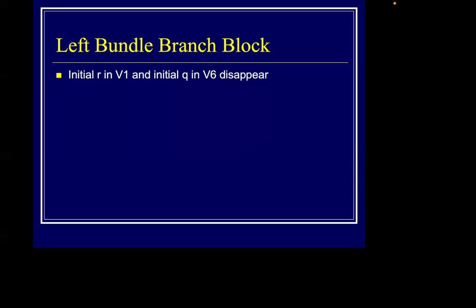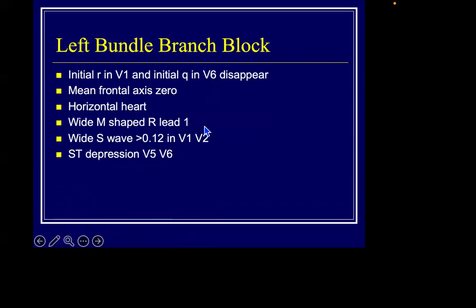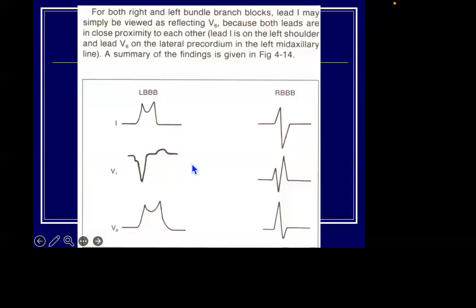So initially, in left bundle branch block, you will not see this initial R wave in V1, and you will lose the Q wave in V6. This is very important. You have to assess it very clearly. Usually there is a wide M-shaped R wave in lead V1 and in lead V6, and the QRS complex is wide, with ST segment depression usually in V5 and V6. And this is left bundle branch block.